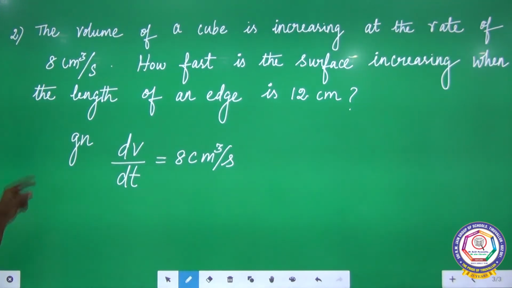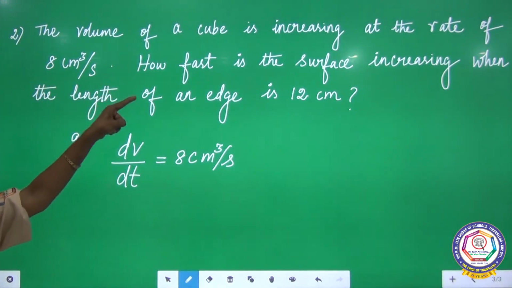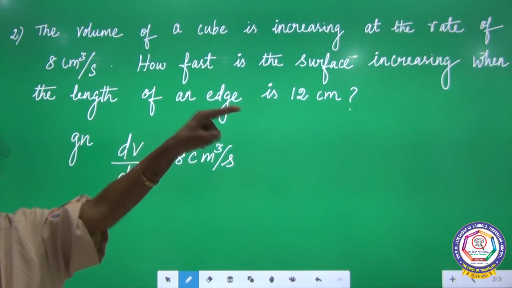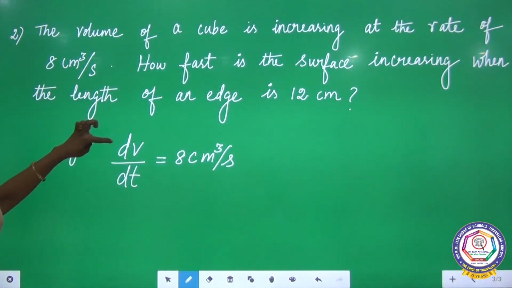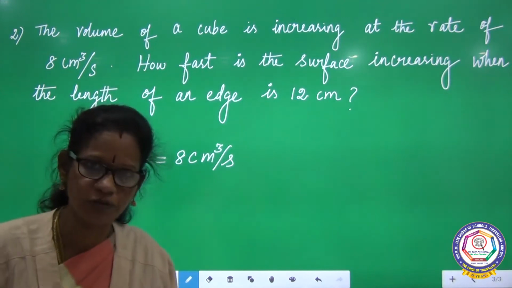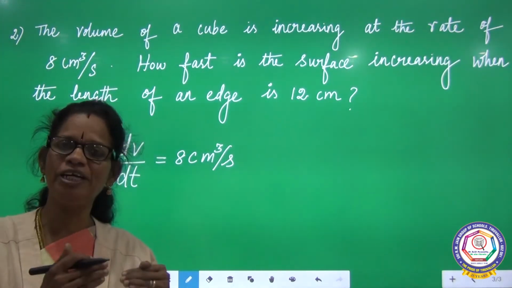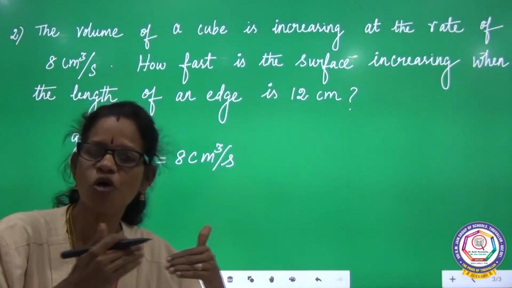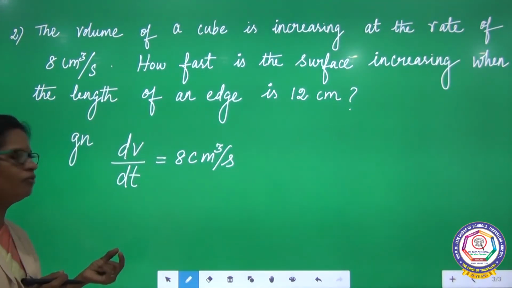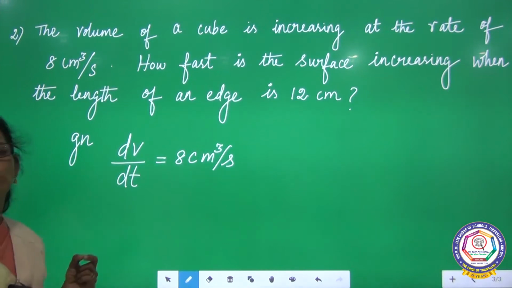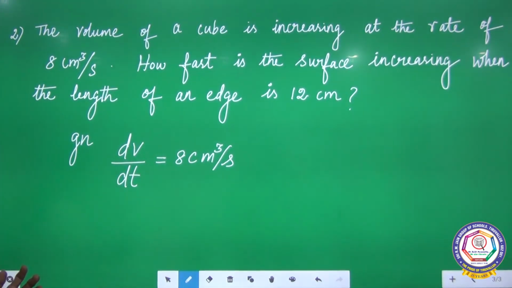Understand and then write. The volume of a cube is increasing at the rate of 8 centimeter cube per second. That means volume with respect to time, the derivative, the instantaneous rate of change. The ratio between the instant change in the dependent variable with respect to the independent variable, right?